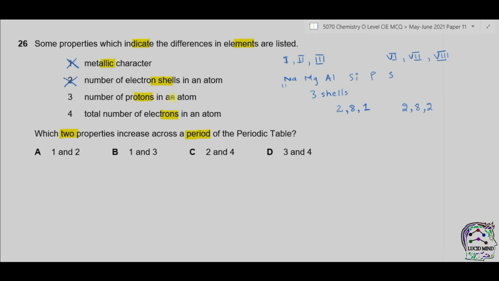Third is the number of protons in an atom. In sodium we have 11 protons, then we have 12 in magnesium, 13 in aluminum, 14 in silicon, 15 in phosphorus, and so on. So therefore number of protons do increase across the period. 4 is the total number of electrons in an atom. Now as the number of protons increase, the number of electrons also increase, because in neutral elements the number of protons is equal to the number of electrons. Option 3 and 4 are correct. Answer is therefore D.